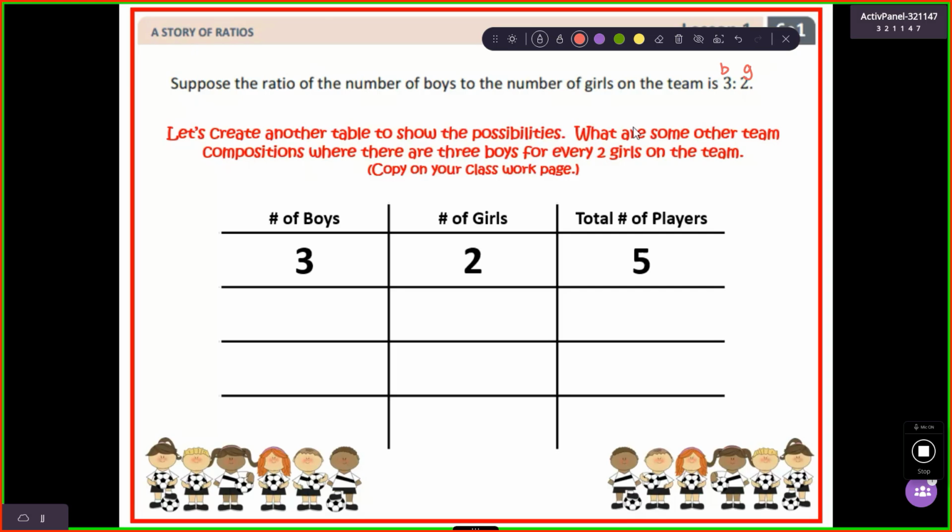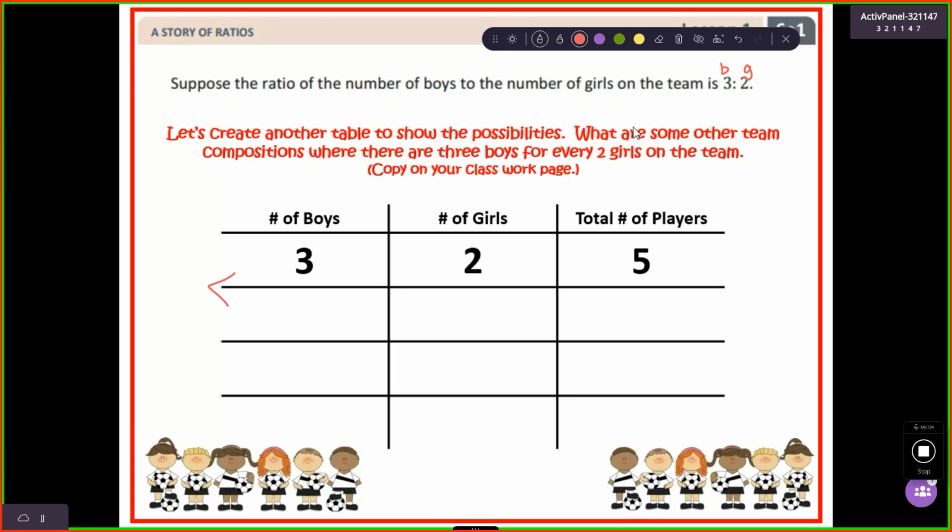So let's create equivalent ratios. What are some team compositions? What can we compose? What can we make? Think about what we did last time. What did we first multiply by? We didn't do 1 because it would be the same number. 2. 3. Now I'm going to switch something up on you.